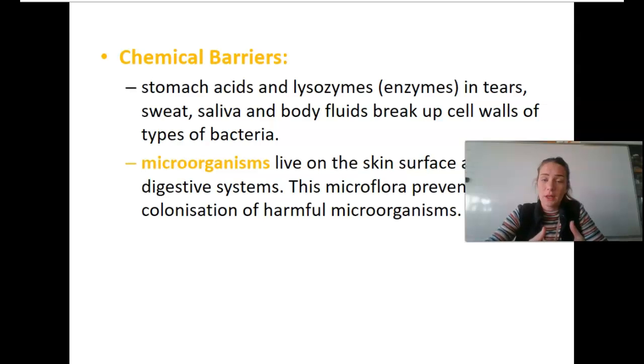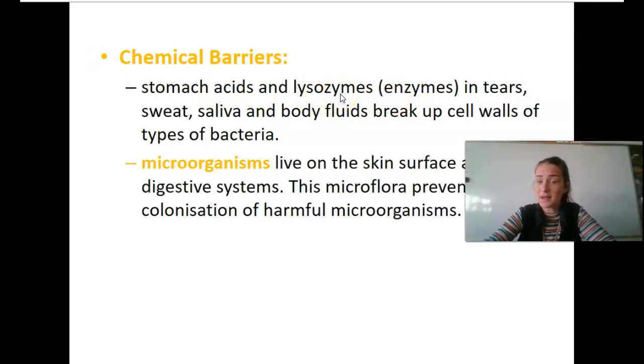So the ones that you want to talk about for chemical barriers are any kind of chemical substance within the body that has the potential to break down a pathogen. That keyword, breakdown, is how we're distinguishing between the physical and the chemical barriers. So chemical barriers are things like enzymes.